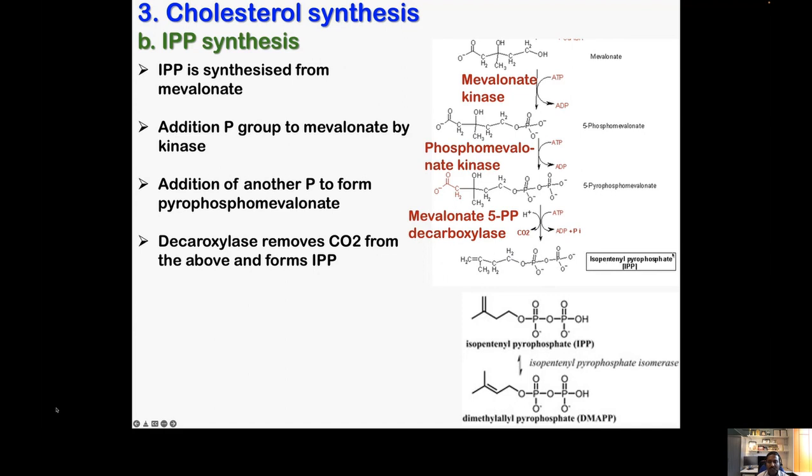Therefore, it's producing this IPP molecule, which is a 5 carbon containing molecule. Some of these IPPs will be converted into its isomer, called dimethylallyl pyrophosphate. So some IPP will stay intact as IPP, and some of this IPP will be converted into its isomer by using an enzyme called IPP isomerase. It will be DMAPP.